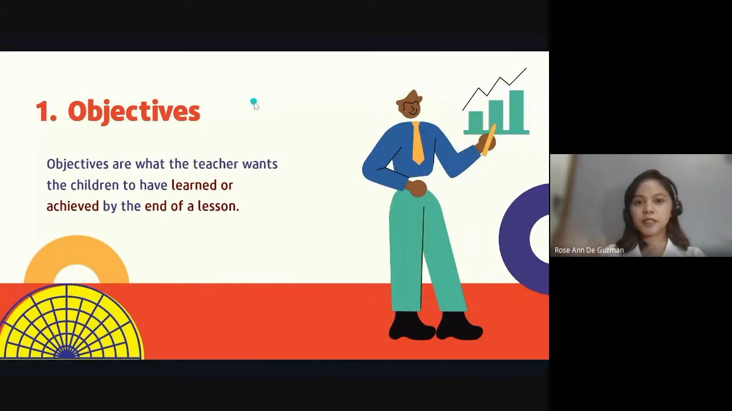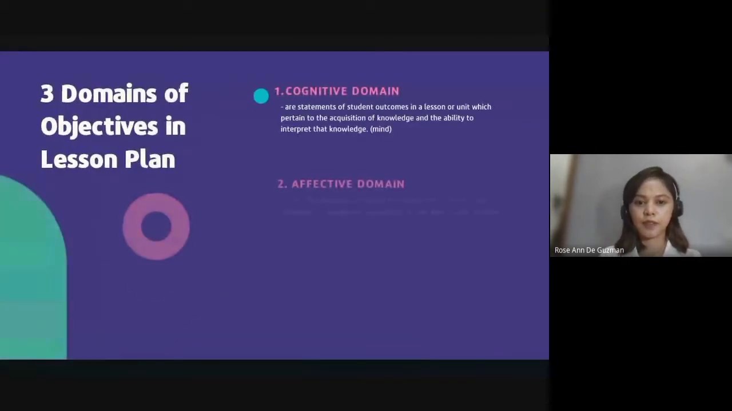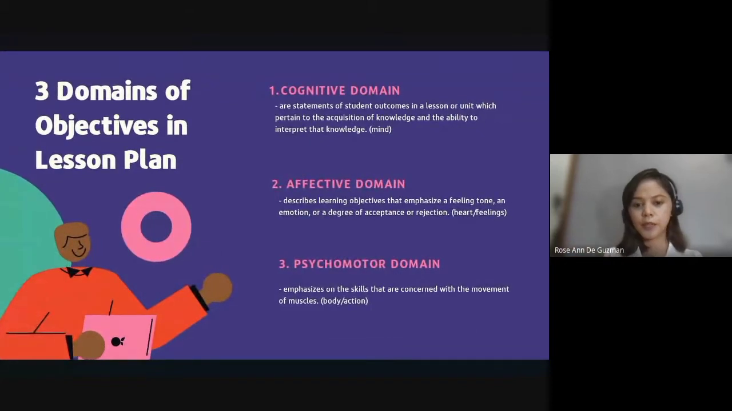So objectives, there is a certain format. And if you can still remember the verbs that we have identified a while ago dun sa game natin. So those verbs will be a big help for you to be able to construct an objective or construct a lesson plan. So later on in the Bloom's taxonomy, you will be able to understand it more. So in the objectives, we have the 3 domains. So what are those? So before we proceed to these 3 domains, let us define first what is a domain.